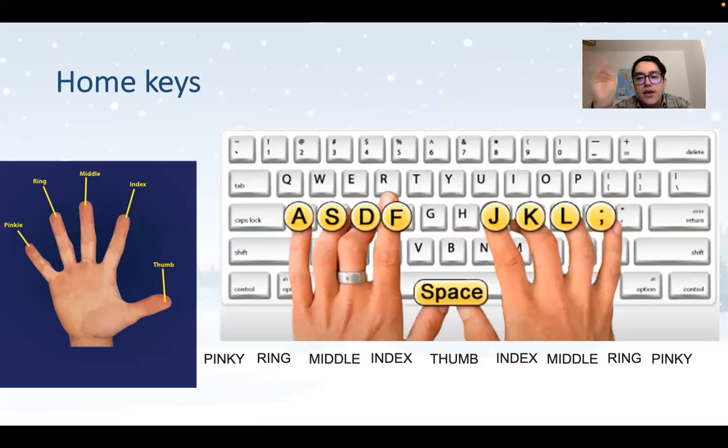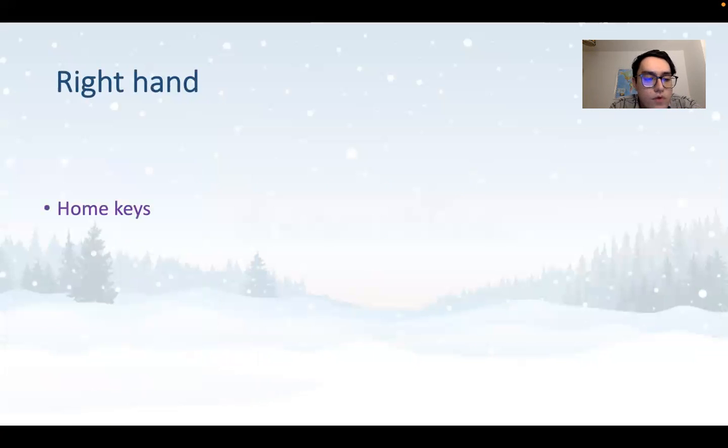The pinky of your right hand would go on the comma and the point sign. Next, we have your ring finger, which would go on L, and your middle finger of your right hand should go on K. And lastly, your index finger and your thumb. Your index finger would go on J, and your thumb of your right hand will go on the space as well. All right, now that we know that, we move on.